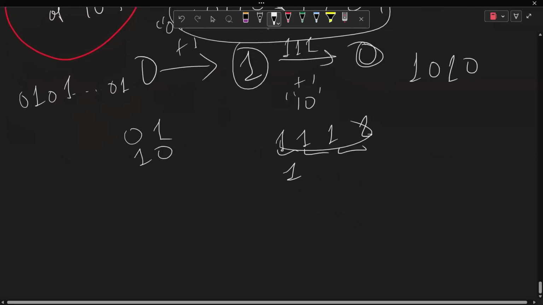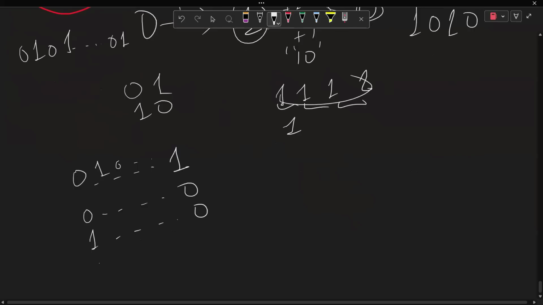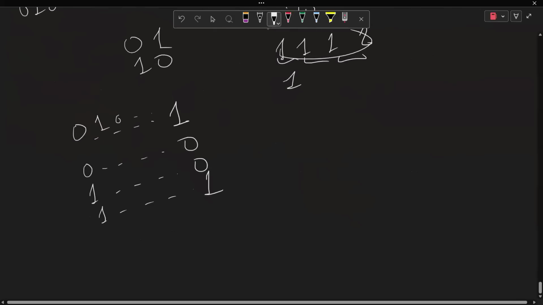So now if you look at this, you can only have 4 cases here. You can either have starting with 0, ending with 1, so 0, 1, 0, 1. Starting with 0, ending with 0. Starting with 1, ending with 0. Starting with 1, ending with 1. These are the only 4 cases you can have.